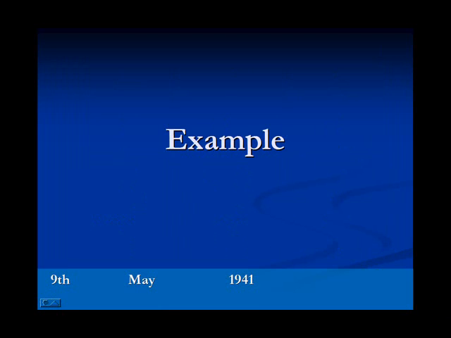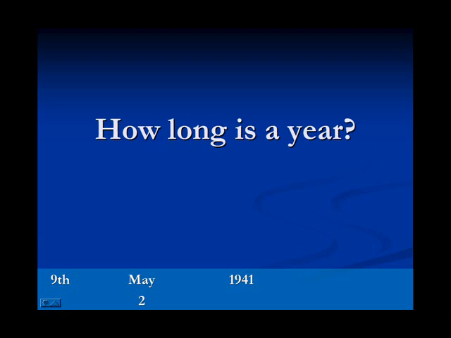Here's an example, the 9th of May 1941. Now, May was in the second row of that table, and in fact, it was a 2. Now, let's consider the year component of the date, 1941. But first of all, before I do that, I want to ask a question. How long is a year?